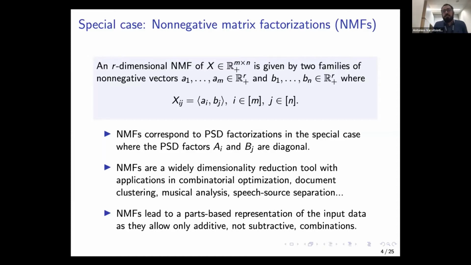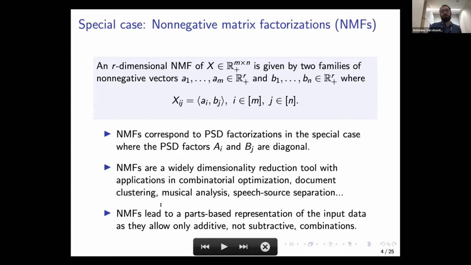But NMFs are very, very popular, I would say much more popular compared to PSD factorizations. The popularity is mostly because you can use them as a dimensionality reduction tool. That brings about many cool applications in areas like document clustering, musical analysis, and many others. The reason NMFs come into play is because they give very beautiful parts-based representations of your input data, meaning that you explain your data by aggregating a finite number of atoms.